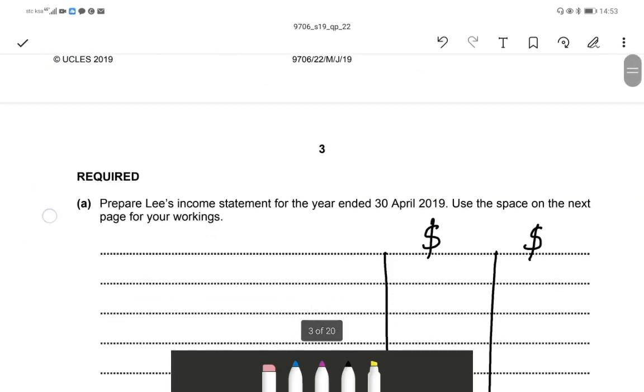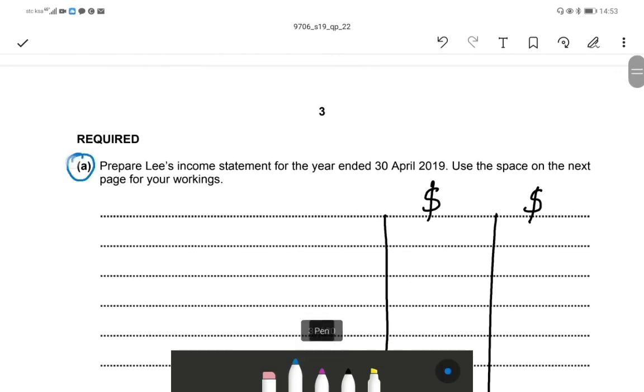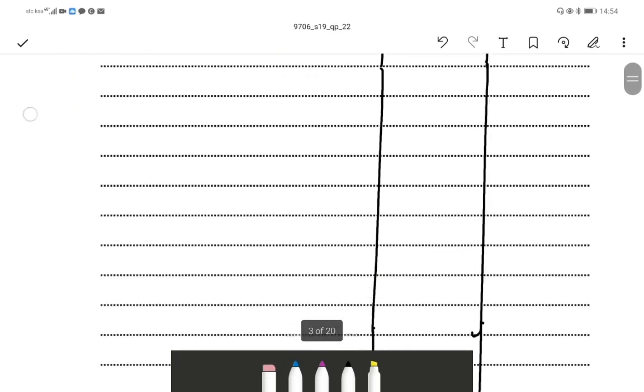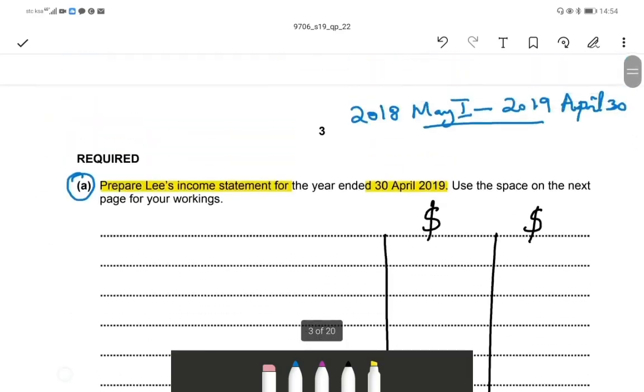What is the question? Question A. Prepare Lee's income statement for the year ended 30th April 2019. 30th April 2019 means what is the starting date? Starting date must be 1st May 2018 to 30th April 2019. This is our accounting period. Clear? So, income statement means we have to calculate the gross profit and net profit of the business.